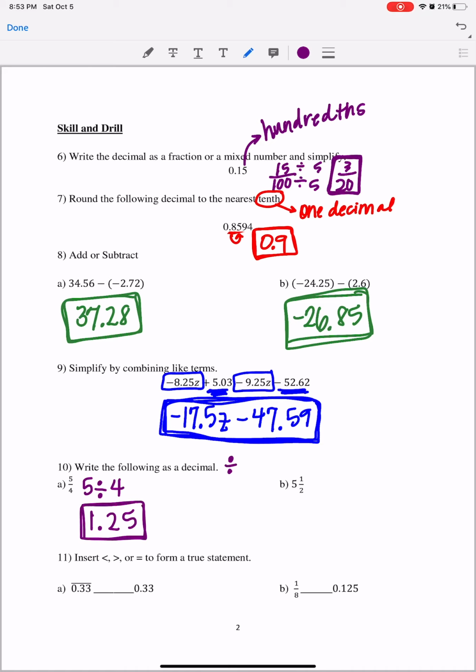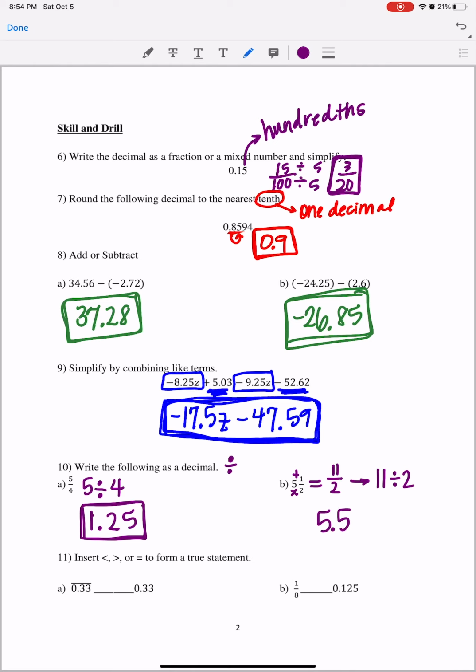Now on B, you have two different options. What I normally tell people to do here is to change this to an improper fraction first. So 5 1/2 means we're doing 5 times 2 to get 10 plus the 1. So we get 11 and keep that all over 2. And then we can now divide in our calculators. So 11 divided by 2 is going to get me 5.5.